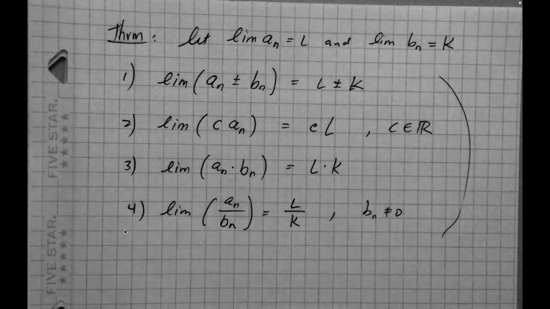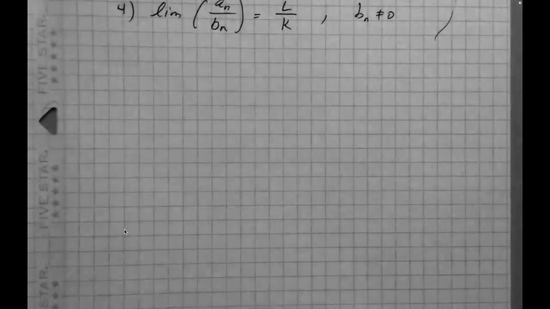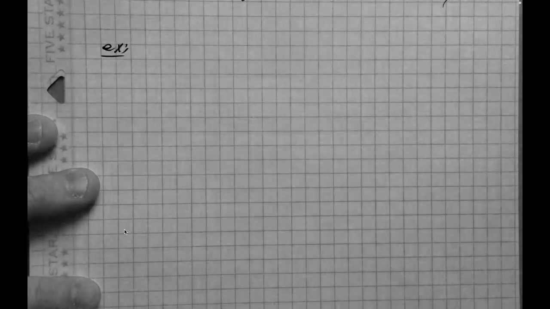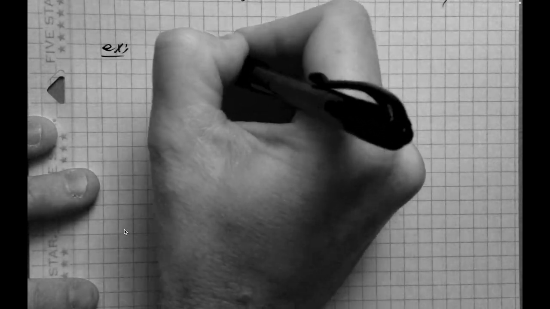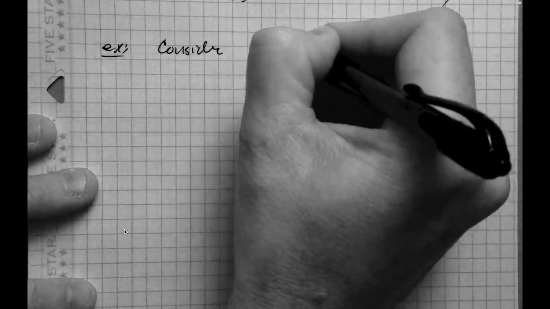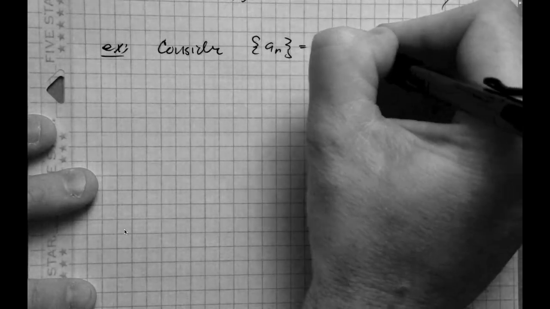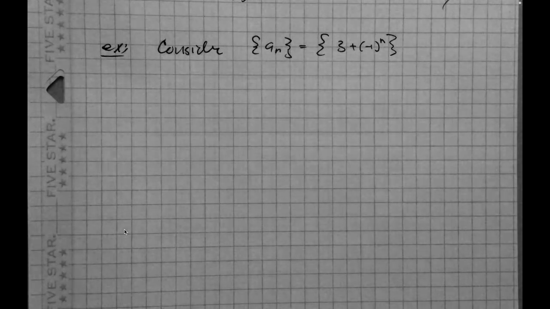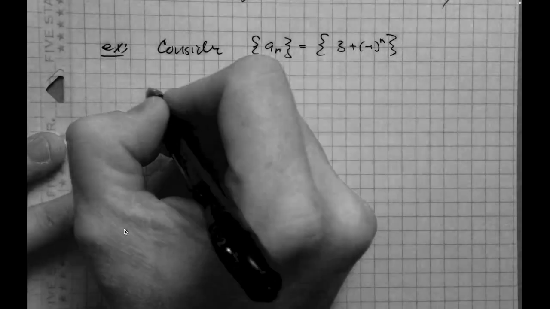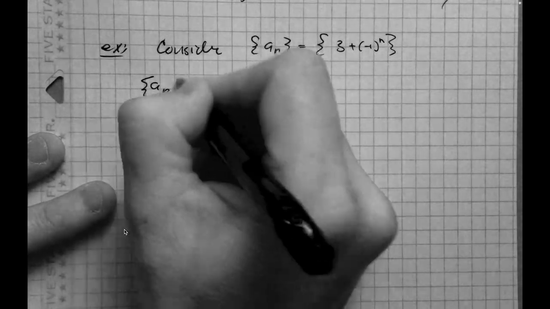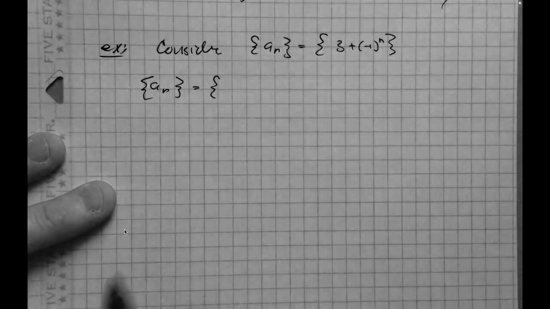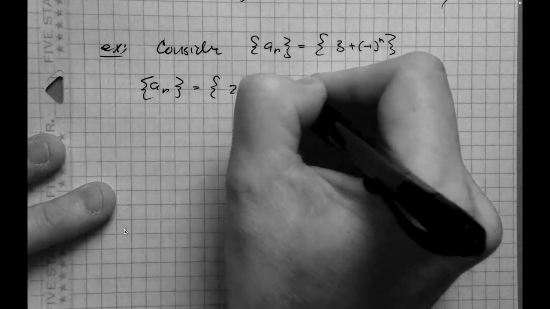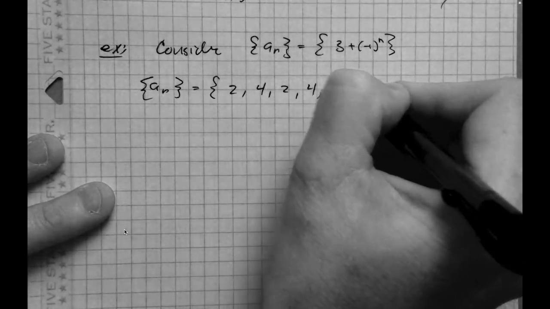Okay, let's do some examples where we try to figure out what the limits are, if there is one. Let's start with a simple one. Let's consider the sequence a of n equals 3 plus negative 1 to the nth power. So what about this guy? We saw this one. This is one of our introductory examples. The early terms were 2, and then 4, and then 2, and then 4, and so on.